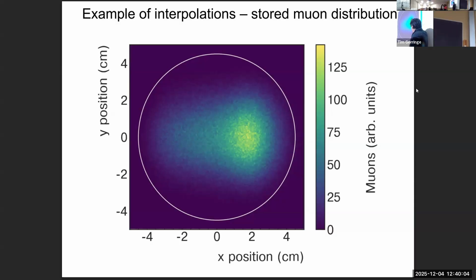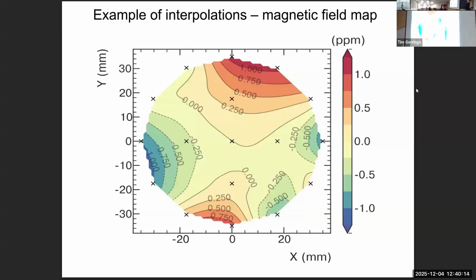And we interpolate this distribution to get a smooth function describing the muons in the storage ring. So that's a two-dimensional interpolation. And then this part here is the magnetic field in the storage ring, a contour map of the magnetic field. This also is measured at fixed points in the storage ring, indicated by the crosses here. And then we interpolate that to get a smooth two-dimensional distribution of the magnetic field in the storage ring.